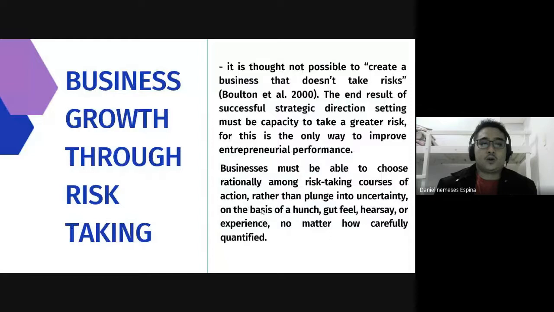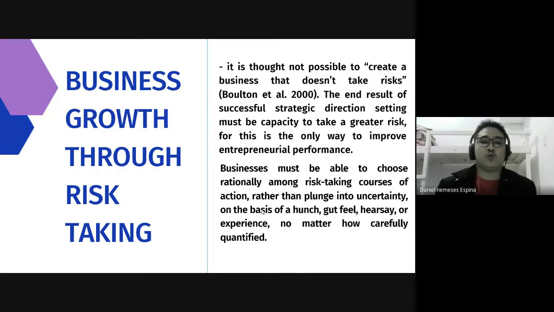So, business growth through risk taking. It is thought not possible to create a business that doesn't take risk. All businesses, just like all investments, have risks. The end result of successful strategic directions must be the capacity to take greater risk, for this is the only way to improve entrepreneurial performance. In finance, we have a saying that the higher the risk, the higher the returns, or vice versa, the higher the returns, the higher the risk.